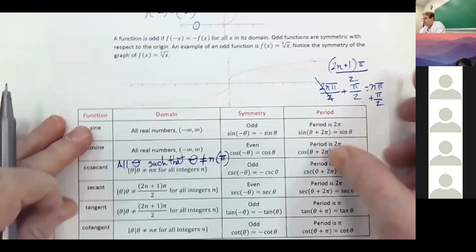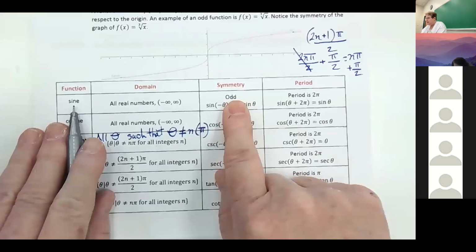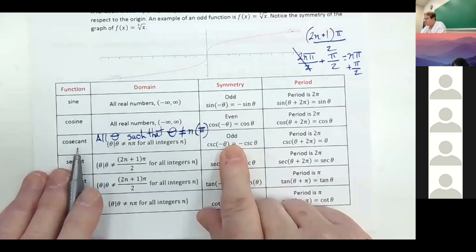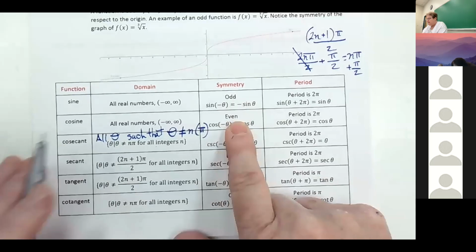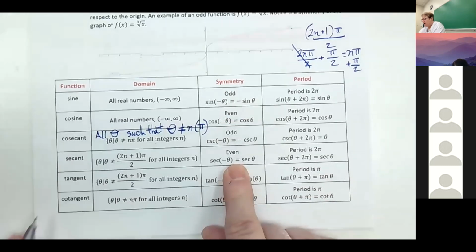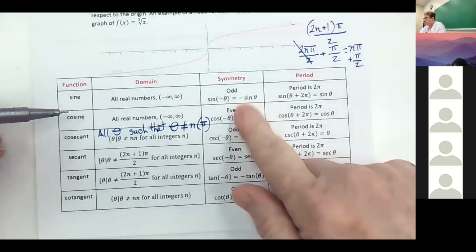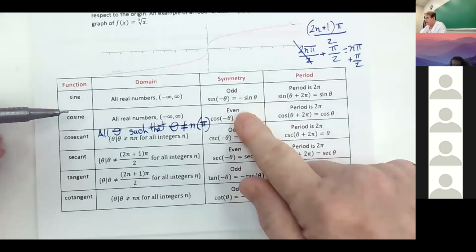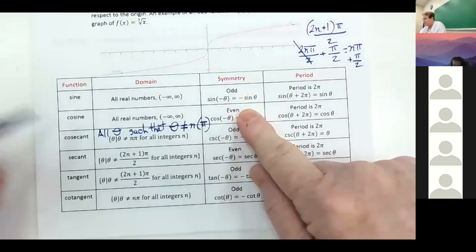Since sine is odd, cosecant is odd. Since cosine is even, secant is even. Since sine and cosine are opposite, and an odd divided by an even is odd, tangent and cotangent are both odd.